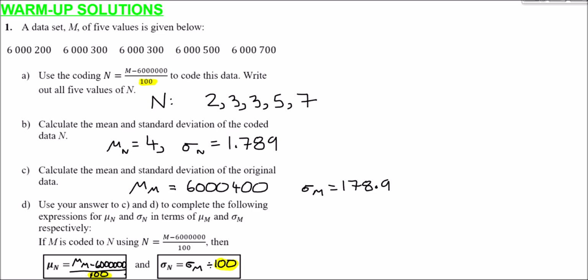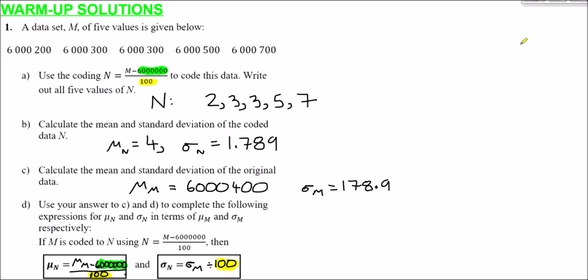But in terms of finding the standard deviation of the coded data, the standard deviation is not affected by shifting all the values up or down. So by subtracting 6 million from all values, that only affects the mean. This value here does not affect the standard deviation in any way, shape or form.